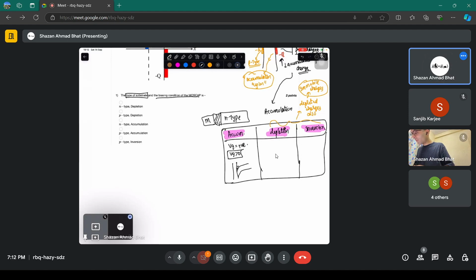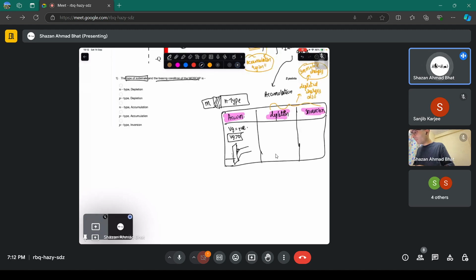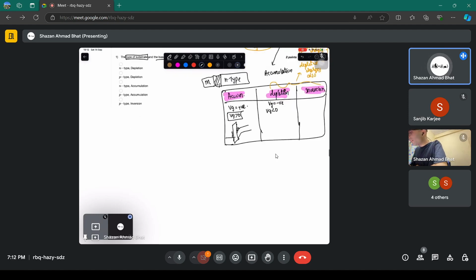Accumulation of electrons, bending here. This is the accumulated electrons. There are positive charges here, sorry. Now you reverse it. Vg is negative, that means Vg less than 0. You deplete the charges just at the semiconductor oxide interface.